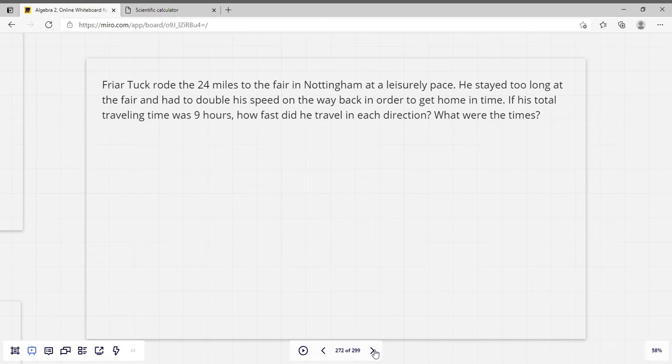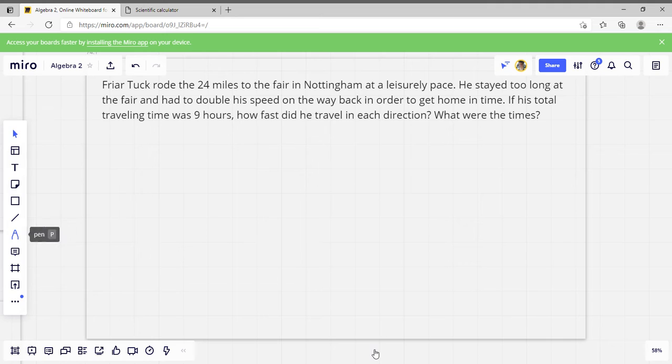Alright, so this first problem is about Friar Tuck. He rode 24 miles to the fair in Nottingham at a leisurely pace. He stayed too long at the fair and had to double his speed on the way back in order to get home in time. If his total traveling time was 9 hours, how fast did he travel in each direction? What were the times?